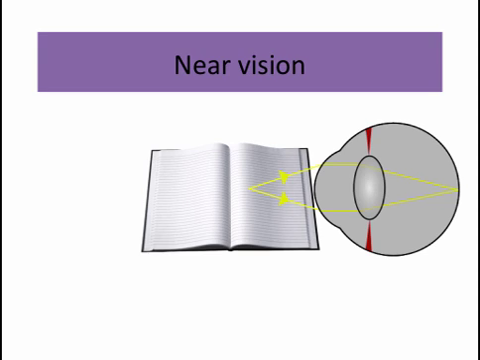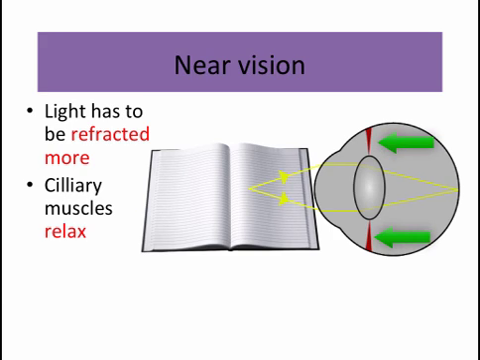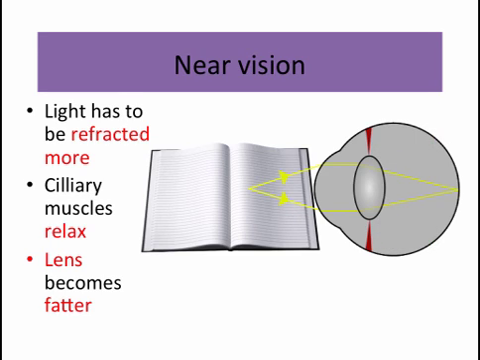So, for near vision, when you're looking at something very close, the light has to be refracted more just because the angle that it enters the eye is larger. What will happen is the ciliary muscles will relax, and therefore the lens becomes fatter. You can see here it's very wide. The fatter the lens, the more the light is refracted.